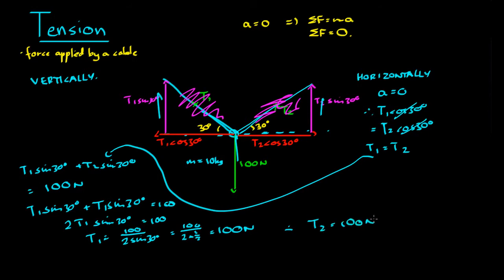also equals 100 newtons. So by taking the tensile force, breaking it up into its horizontal and vertical components, and then understanding that both the vertical components, here being 3, have to sum to 0, and the horizontal components have to sum to 0, we can work out exactly what that tension is.